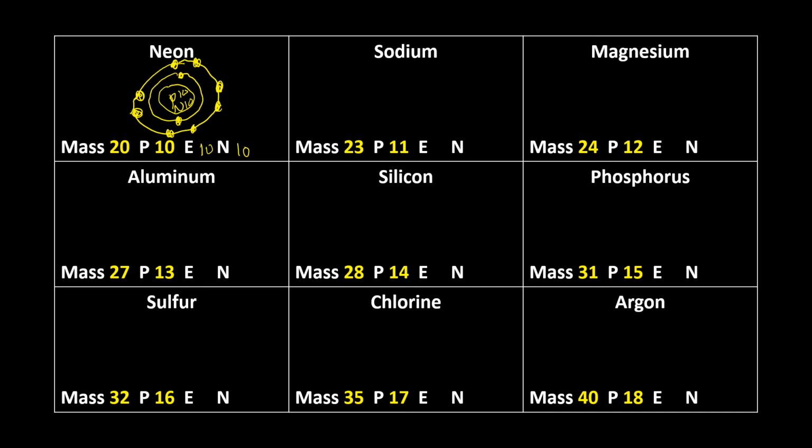Now neon is at 8 on the second energy level, which means that when I move on to sodium, I'm going to have to add another energy level because I'm going to be out of space. Because remember, that second energy level can only hold 8 electrons.